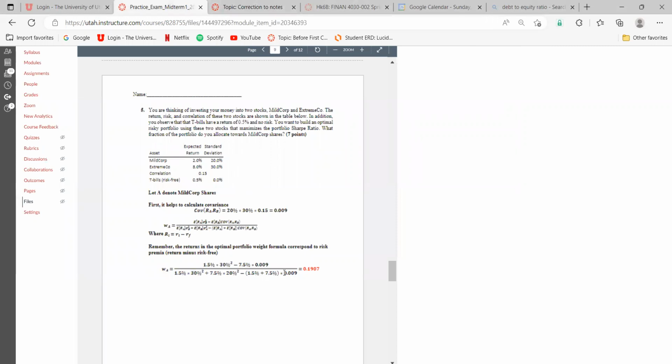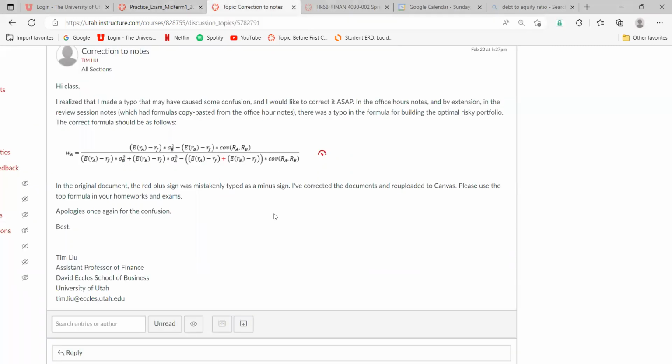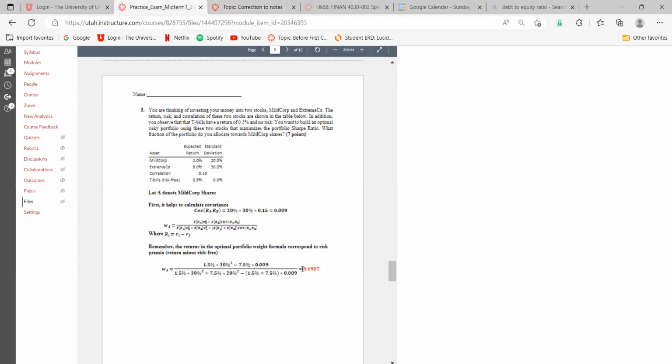Going to give us 1.5 and 7.5%. And finally, times the covariance, which we calculated earlier to be 0.009. And that's where all the numbers come from. And then this is going to be super annoying to put into your calculator, but it'll give you 0.1907.